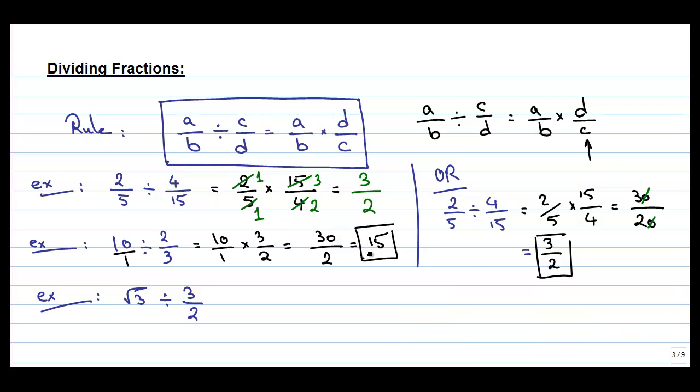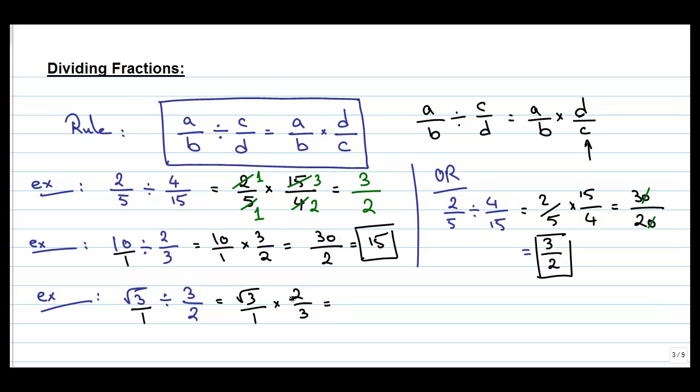All right, we continue the next example. We have here radical 3, divided by 3 over 2. Again, we don't have a fraction here, so you need to write 1 in the denominator. So I have now radical 3 over 1. Change the division to multiplication. Flip the second fraction, so it's going to be 2 over 3. Write the reciprocal. All right, just 2 over 3.